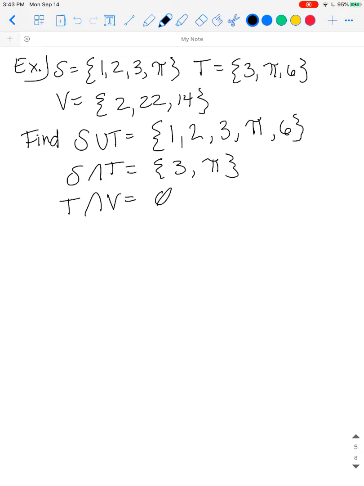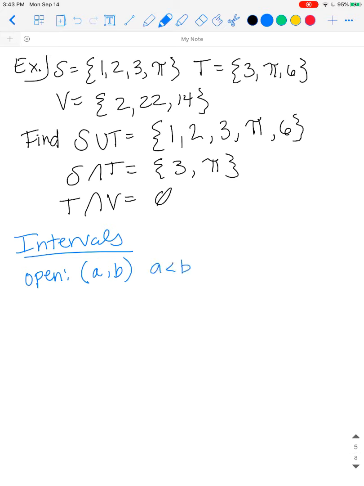Okay, so we'll go ahead and move to intervals. So intervals, there are open intervals, so that's represented with parentheses, and that's with A less than B here. And then closed, I like to think of closed like it's closed like a box. That's why it's square like that.